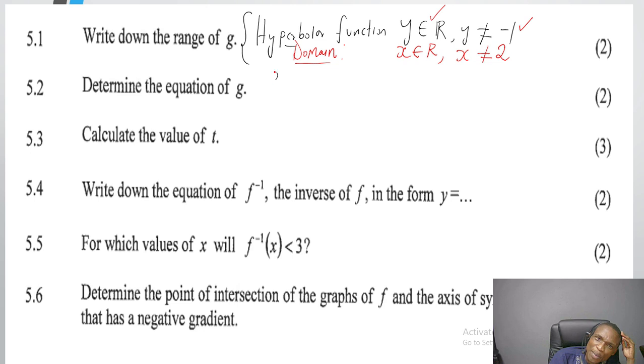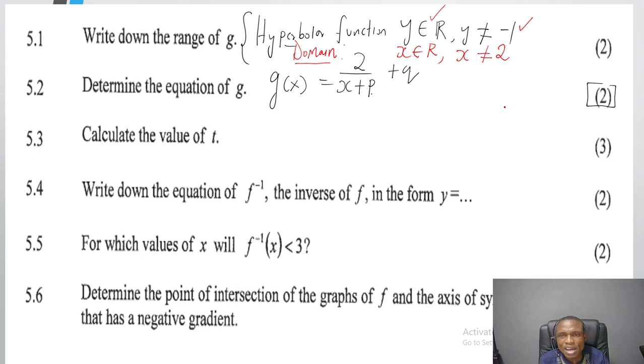If you remember the equation of g, the incomplete one is g of x equals 2 over x plus p, plus q. So to find the equation of g in this case, we just have to know p and q. No wonder it is 2 marks. We just need to know the value of p and the value of q. Then we will know the equation of g.